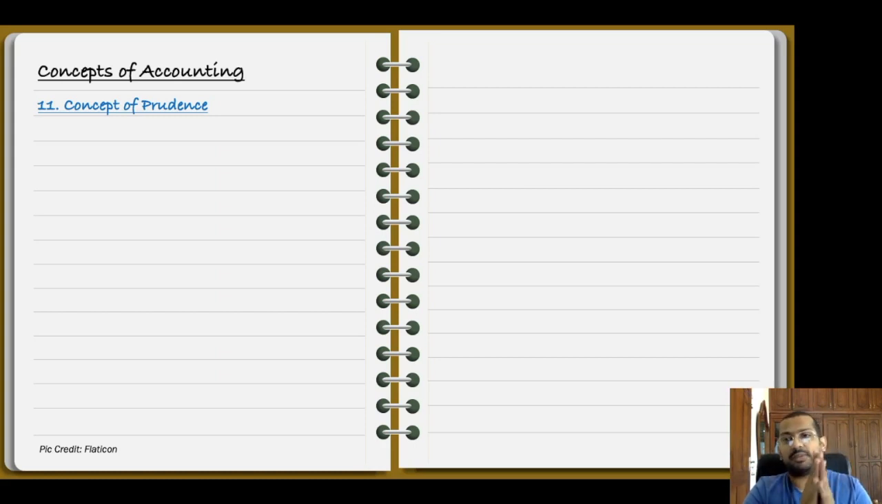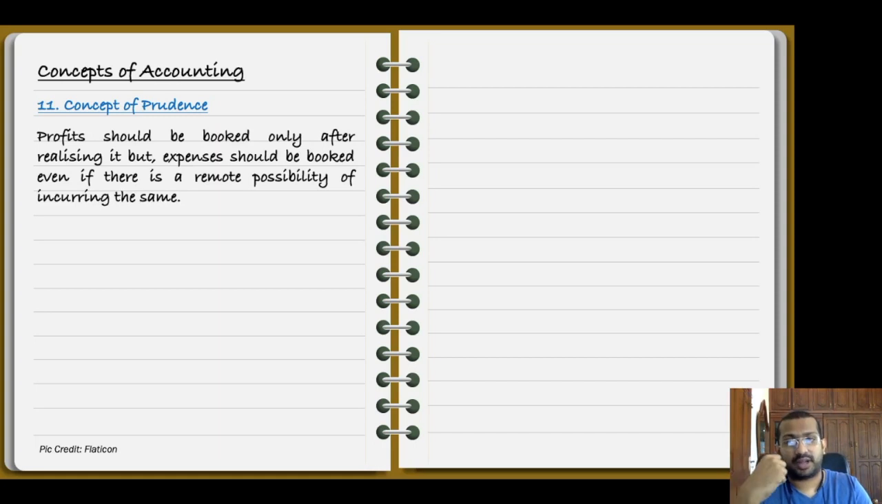We will have 3 more concepts, and the 11th concept will be the concept of prudence. Profit should be booked only after realizing it, but expense should be booked even if there is a remote possibility of incurring it. While accounting, we will choose a conservative approach. That is, if a profit is going to come or may come, we won't take it into consideration. It won't have any impact on the books of accounts. But if there is a chance that an expense will be incurred, or an amount is to be paid for any expense, in such a case we will account for the expense.